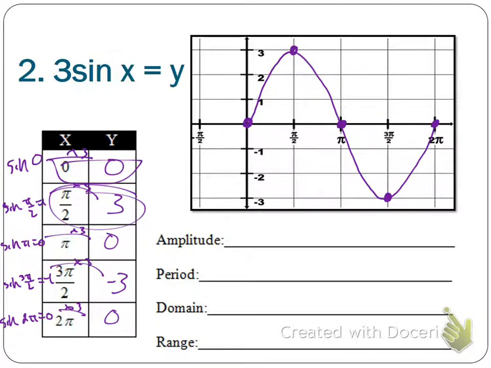Okay? And again, since I know that the curve continues on, we can bring these up. Okay? So, what happened? The curve kind of got taller, right? It stretched up a little bit. So, multiplying by 3 just stretched the graph, the curve, up a little bit.